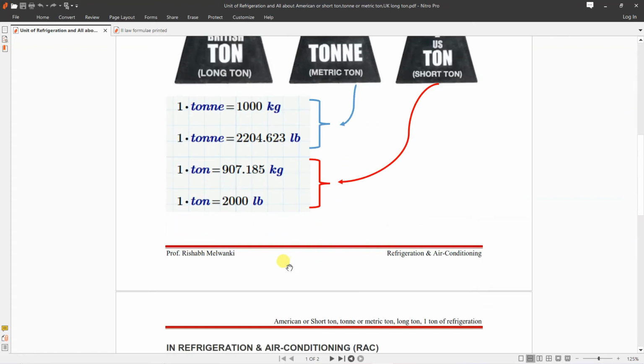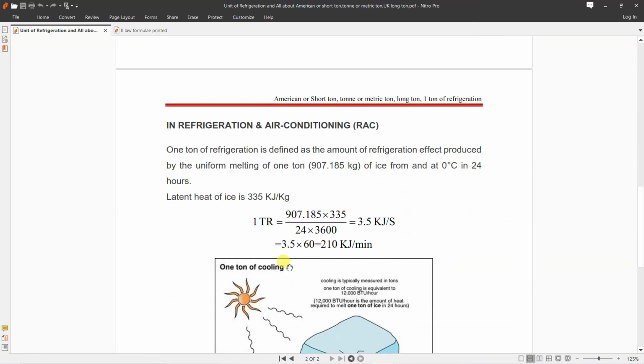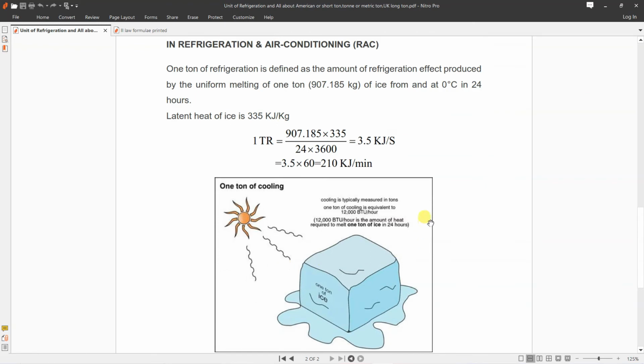So we'll see, in case of refrigeration and air conditioning, what is the definition of 1 ton of refrigeration. Okay, very important definition. Please understand this. So I'll be reading the definition side by side. You have to see this diagram. So 1 ton of refrigeration is defined as the amount of refrigeration effect produced by uniform melting of 1 ton. Okay, now here you can see this diagram over here. So here ice is kept, okay, and this ice is 1 ton.